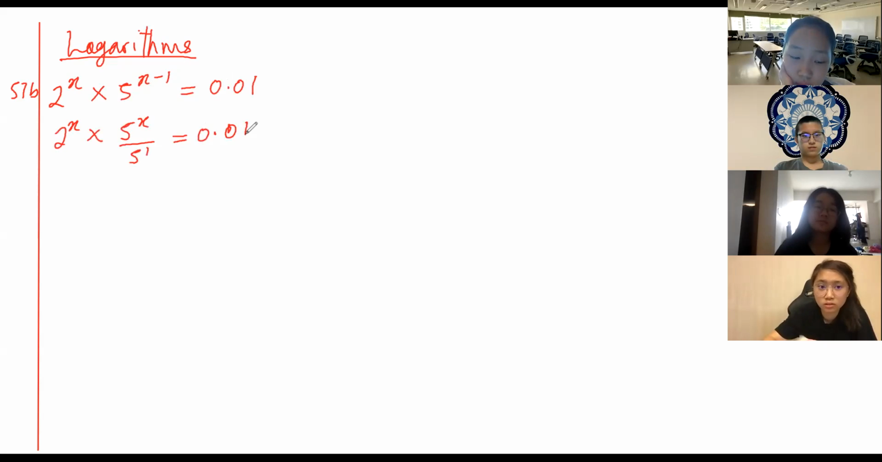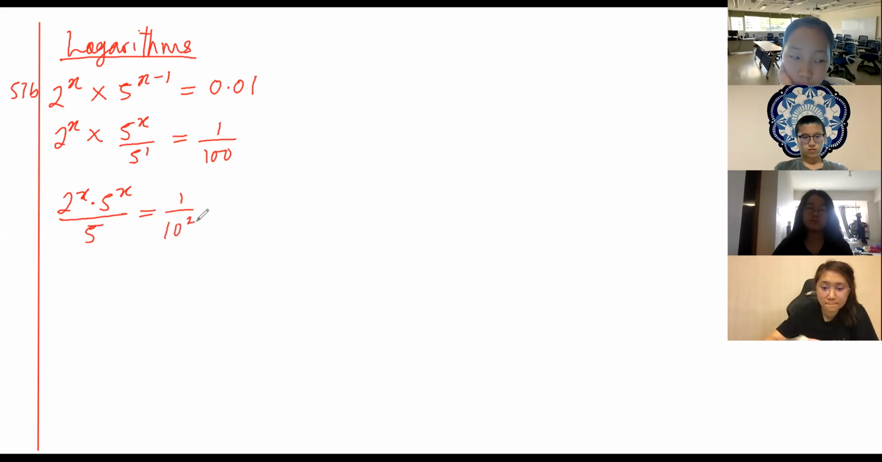Okay. Actually, 0.01 is 1/100. So this is 2 to the power of x times 5 to the power of x divided by 5, equals 1 over 10 squared. This is going to be 2 times 5 to the power of x. Am I right? Can you see the magic we're performing here?